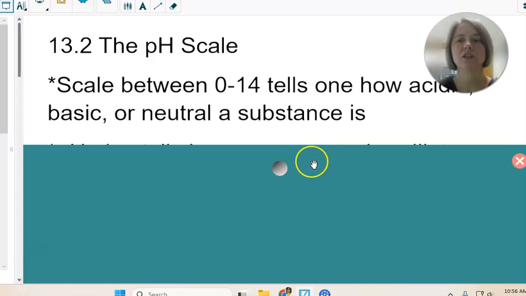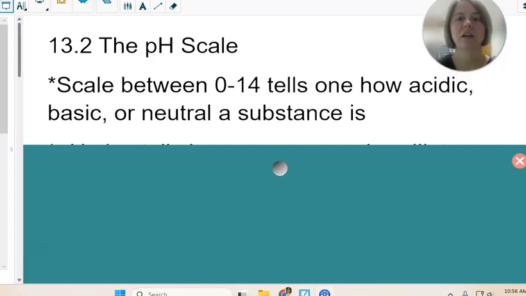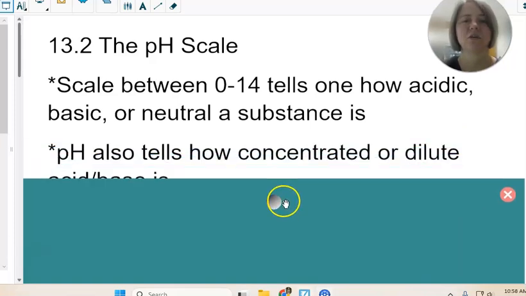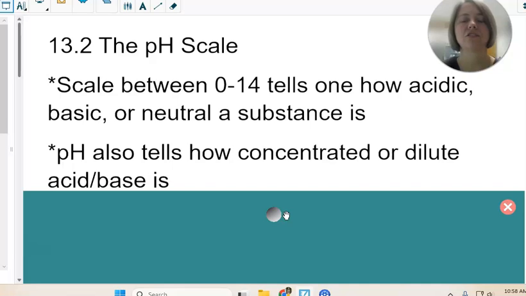So today we're going to jump into the pH scale, obviously, and it is a scale between 0 to 14 that tells you how acidic, basic, or neutral a substance is. So it also tells you how concentrated or dilute that acid or base is.